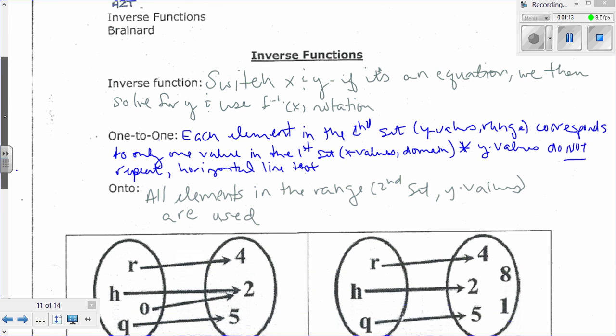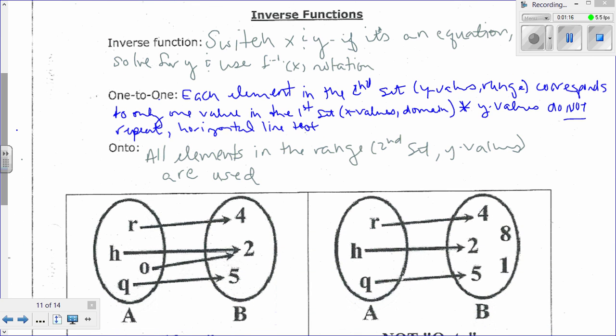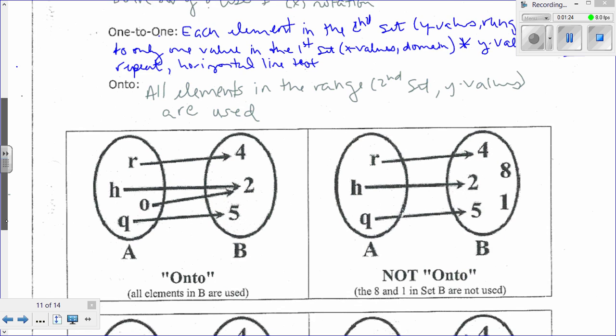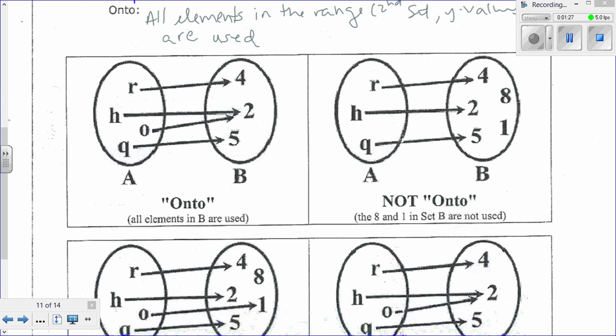Something else we need to be able to identify is onto. If a function is onto, that means all the elements in the range, which is the second set, or the y values again, are used. So this first example, up at the top, is an example of onto. Onto means all the elements in B are used. Over here, on the right, this is an example that is not onto because 8 and 1 are not used.